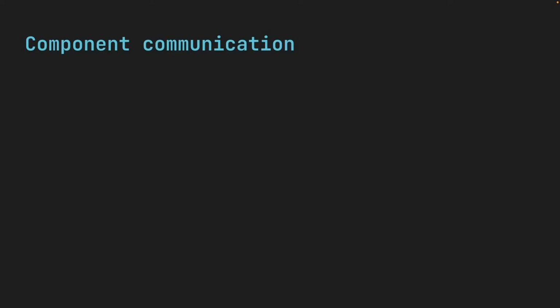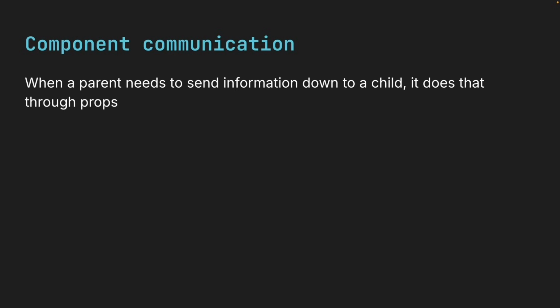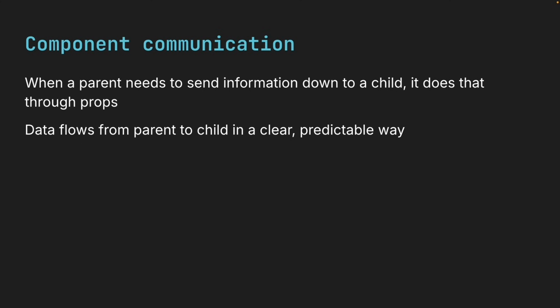At this point, we've learned how components in React communicate with one another. When a parent needs to send information down to a child, it does that through props. This is one of the core ideas in React. Data flows from parent to child in a clear, predictable way.